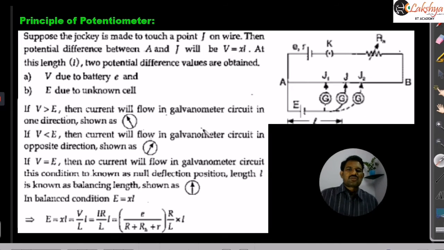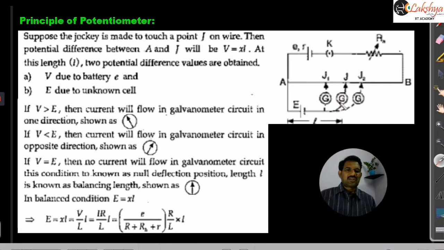So the principle of this potentiometer means now we press the jockey at different points here. After making these connections like this, our actual procedure is that we press the jockey at the different points, that means at the ends A and B, and we observe the deflections in this galvanometer. The galvanometer should indicate the deflections in opposite directions. If the connections are correct, then we can proceed further, taking the readings here.